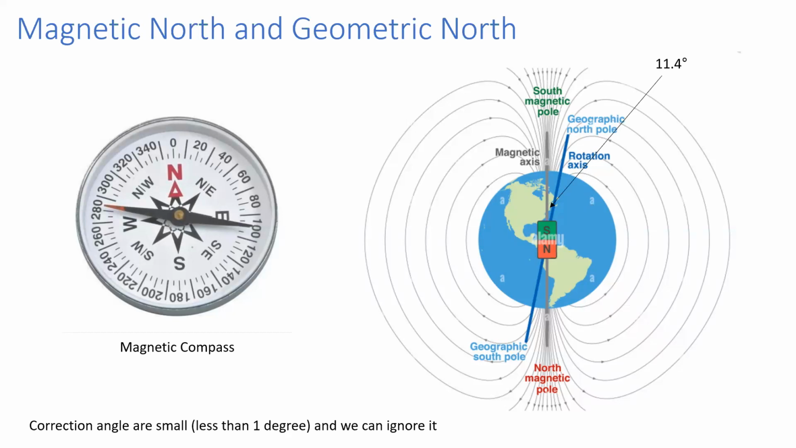To understand where the north is, we use a magnetic compass. And a magnetic compass works on Earth's magnetic field. But there is an assumption that the Earth's magnetic field is showing north. What we want is the geometric north. So the question is whether the geometric north and magnetic north are the same or different. The answer is they are not the same. There is a difference of 11.4 degrees.